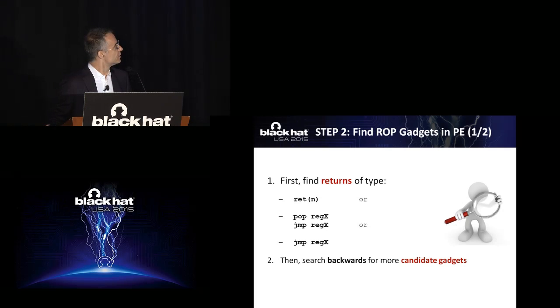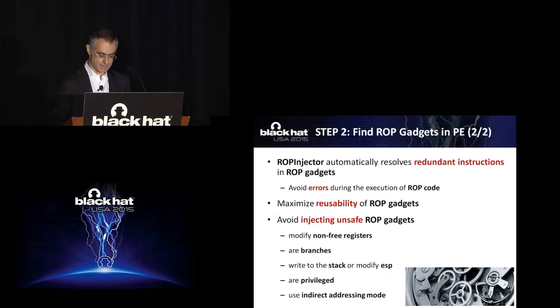In the second step, we want to find ROP gadgets in the portable execution. So first we search for return instructions. Here I list 3 options of return instruction in the portable execution. And then we search backwards for about 20 bytes to find candidate gadgets.